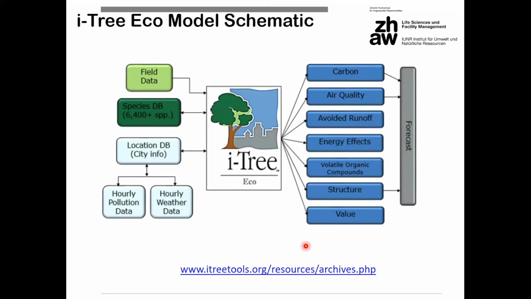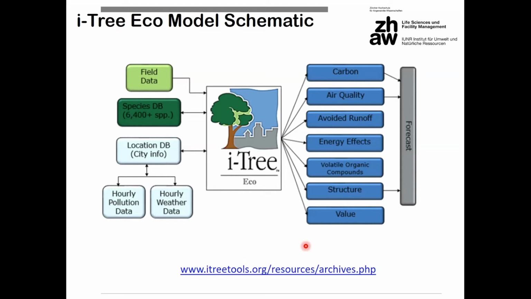So we include field data from each city. The I3 contains a species database, which contains, this is an old number, Naomi, you can correct me, it should be in the meantime over 14,000 species. Right. We have a location database, so city info with hourly pollution data and hourly weather data, which is really important to have results on the very city level.